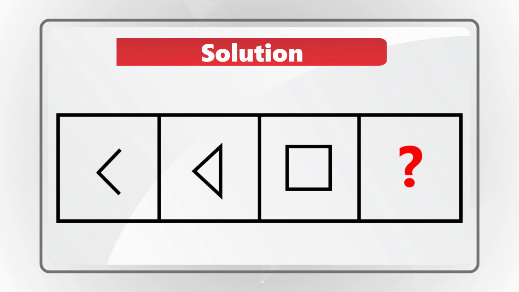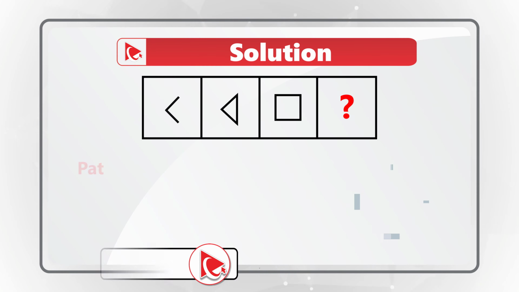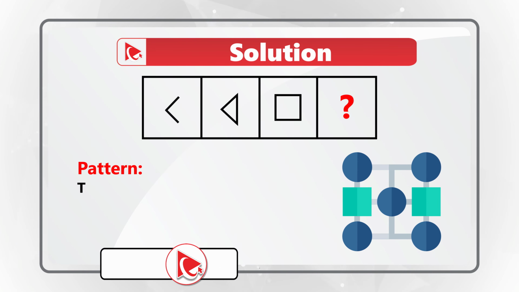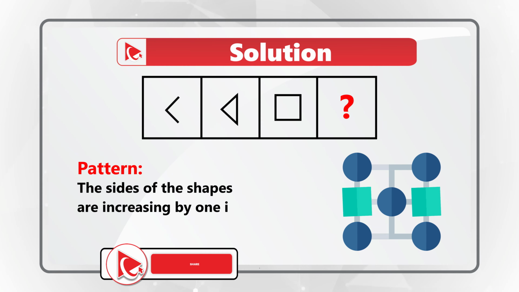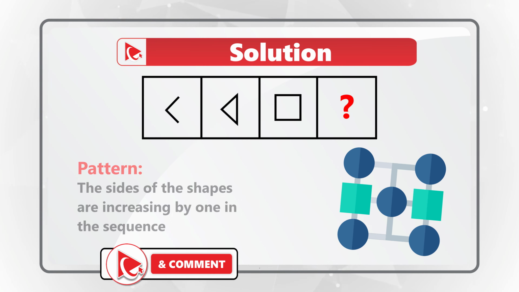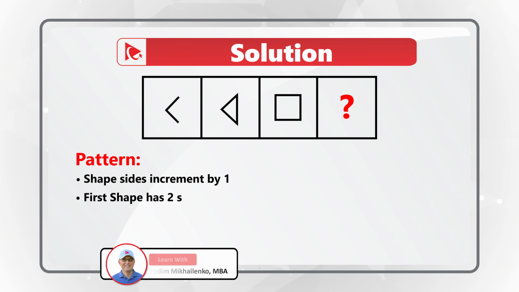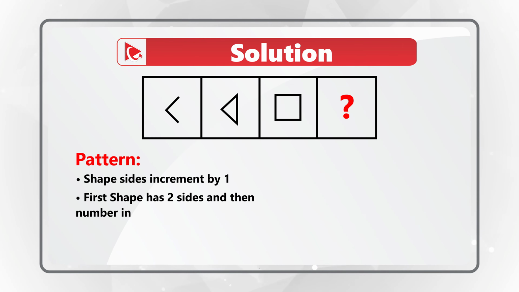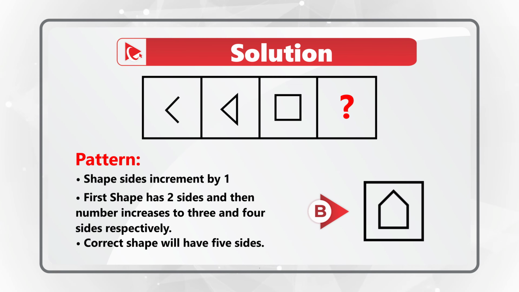You're probably tired of hearing it on this channel, but the key to solve these types of challenges is to find the pattern. And the pattern here is that the sides of the shape are increasing by 1 in each sequence. So for example, if you look at the first shape, it has 2 sides, and the number continuously increases to 3 and 4 sides respectively, which means that the missing shape should have the 5 sides. And only shape B has 5 sides.